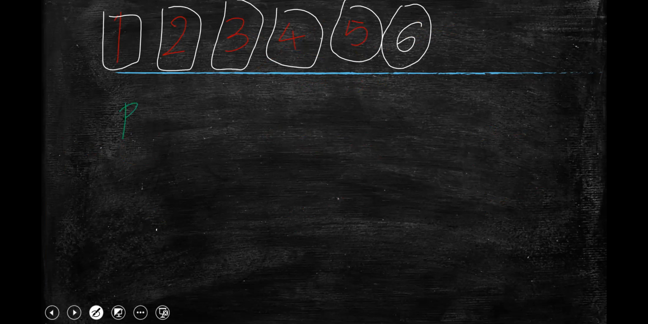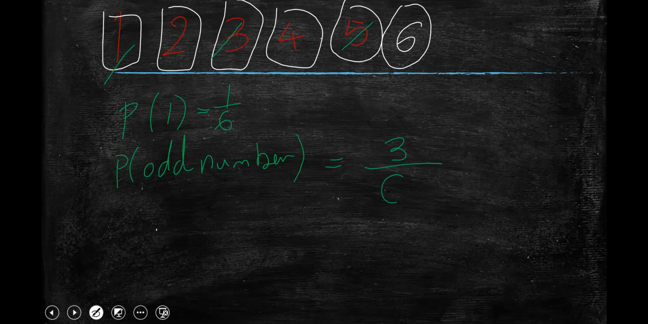What is the probability of getting 1? As we said before, it is 1/6. What is the probability of getting an odd number? How many odd numbers here do we have? 3. 1, 3, and 5. So I have 3 numbers that are odd over 6 outcomes in the event. So I will say 3/6 or 1/2.